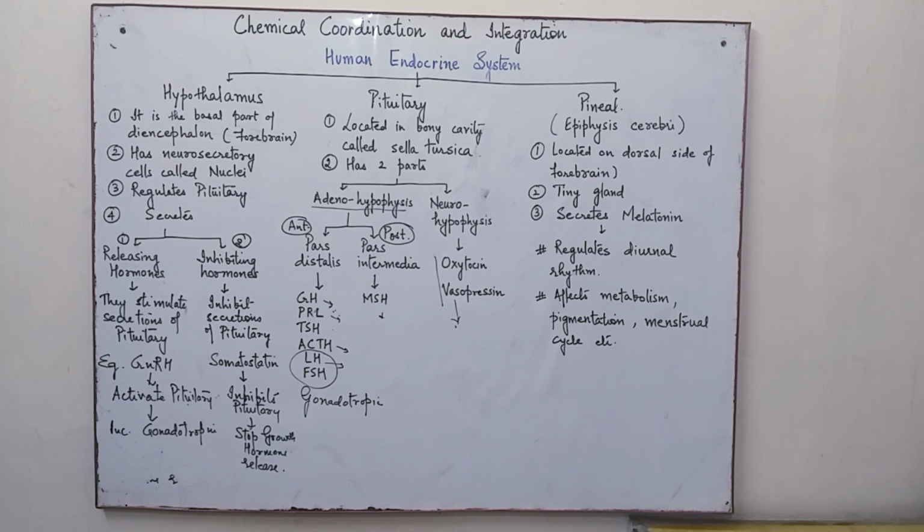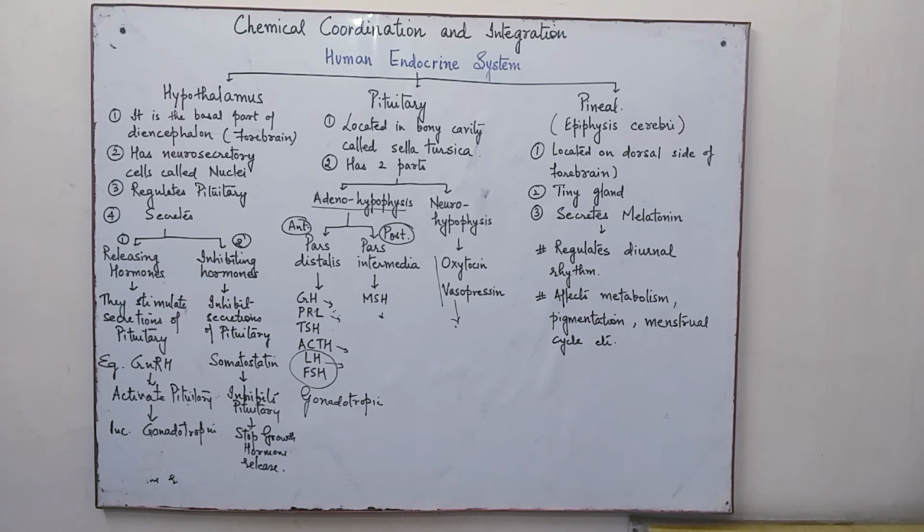The third important gland which is found in the brain region is the pineal gland, and it is also known as epiphysis cerebri. The pineal gland is a very small gland which is located on the sides of the forebrain, and it secretes a hormone which is known as melatonin.